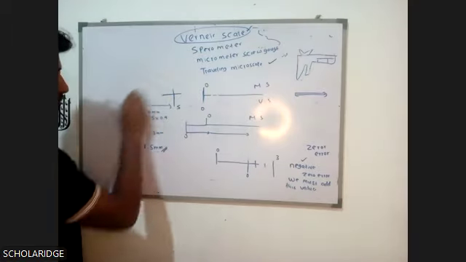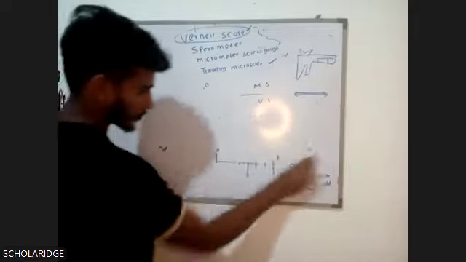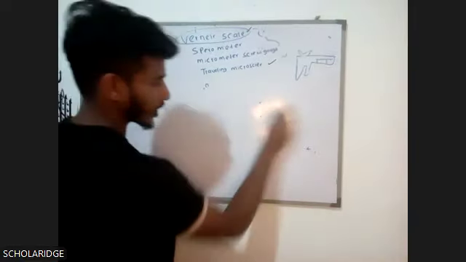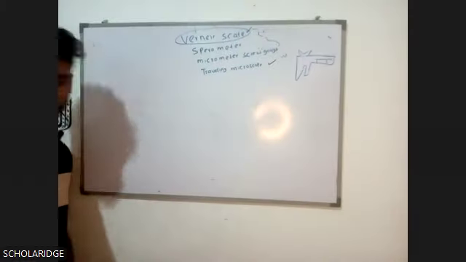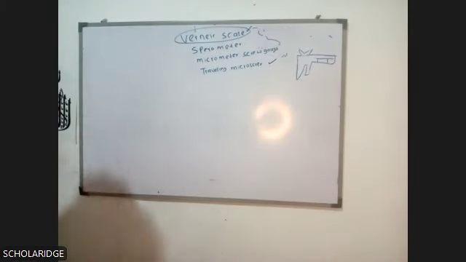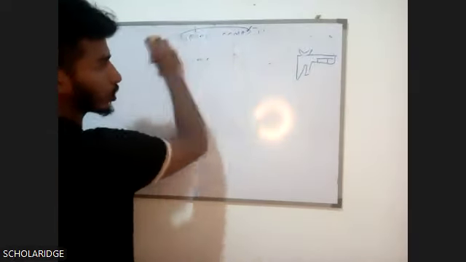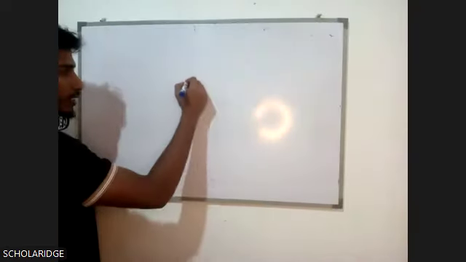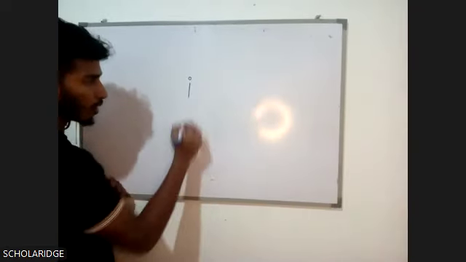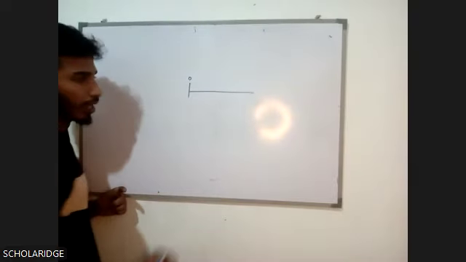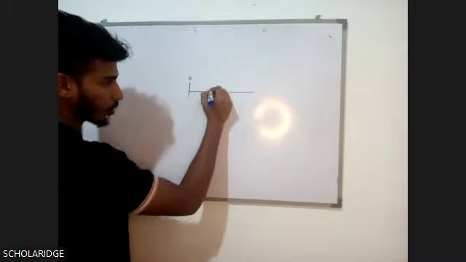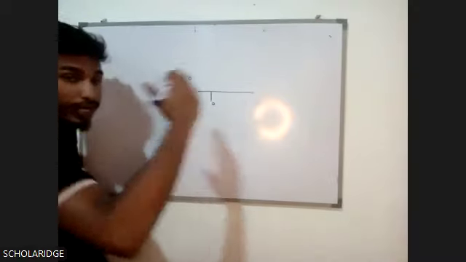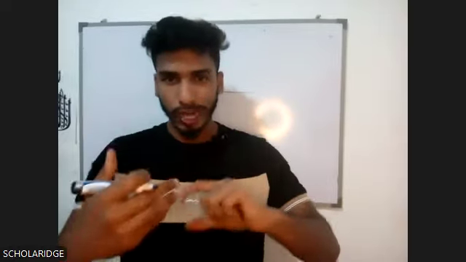And let's get to the part of positive zero error. So you should be able to understand that in the case of negative zero error, we had the zero mark to the left of the main scale. But in here, we'll be having the zero mark of the main scale in the vernier scale, will be somewhere around here, which is to the right.